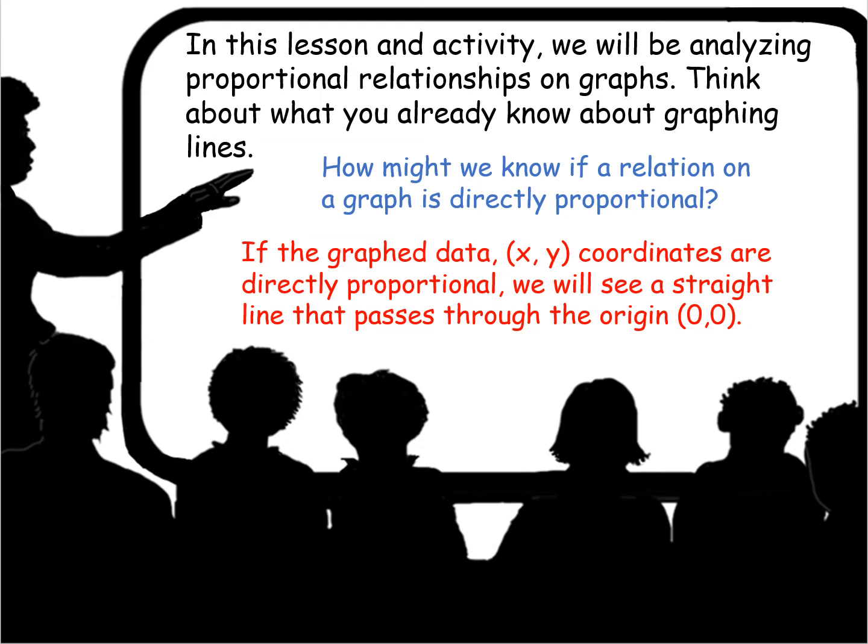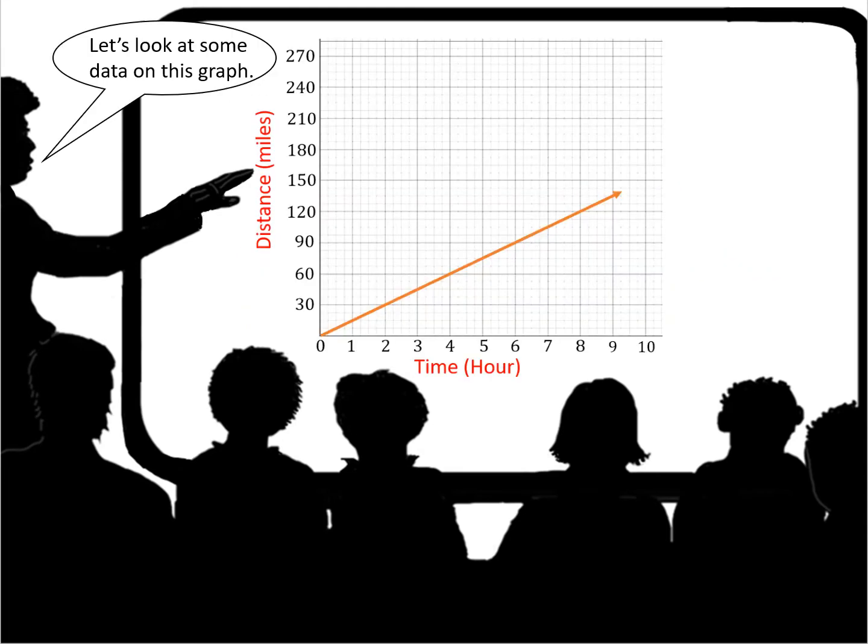Think about it. If the graph data, the xy coordinates, are directly proportional, we will see a straight line that passes through the origin, which is coordinate 0, 0. So let's look at some data on this graph. Is there a proportional relationship?